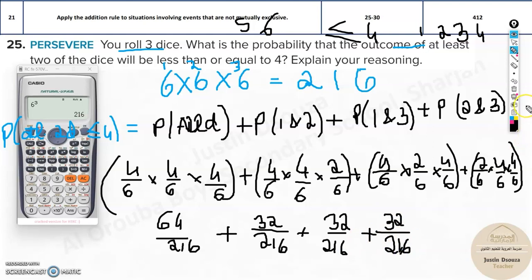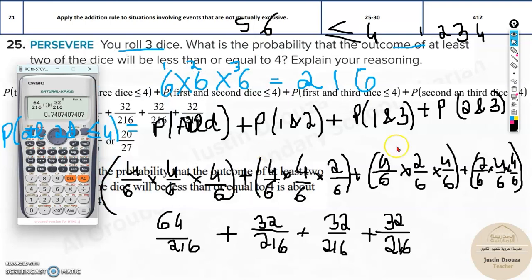Now then, after this much, just put it in the calculator and you'll get the answer. Let's do it. 64 by 216 plus, I'll just write 3 into, because I'm just lazy to add it 3 times. That's being honest. Okay, so the answer is 20 by 27, that is 74.07%, 74%.